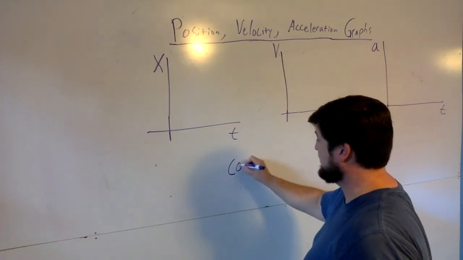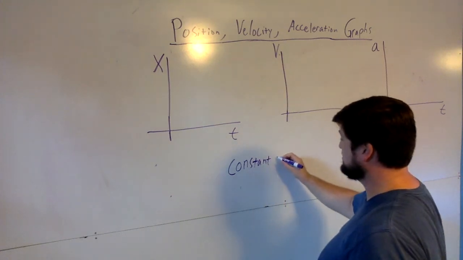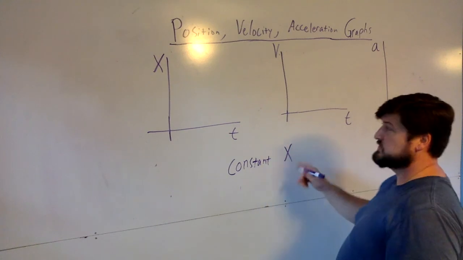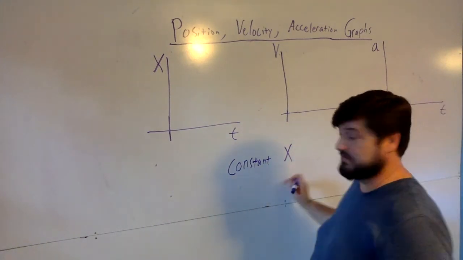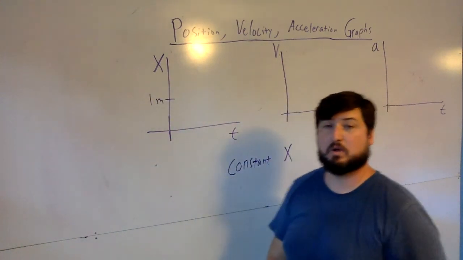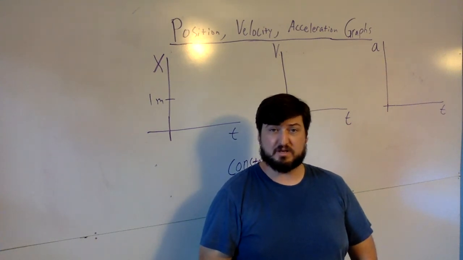The first one we're going to look at is a constant or unchanging x, an unchanging position. So what does that look like on these graphs? If my x doesn't change, if I start at some value, let's say 1 meter, here I am at 1 meter, I'm not moving. So what does my position look like?